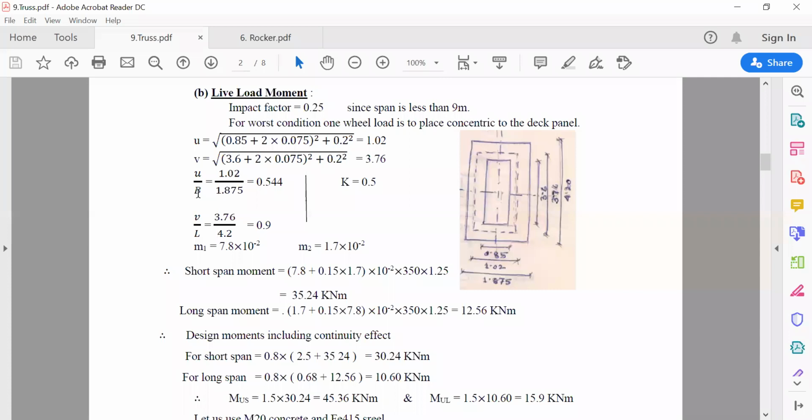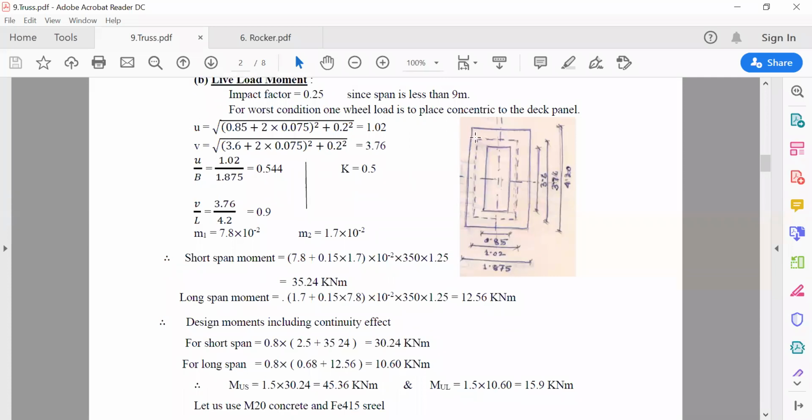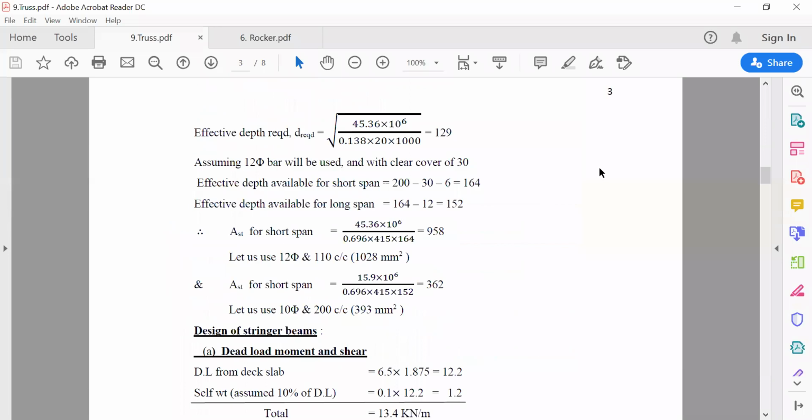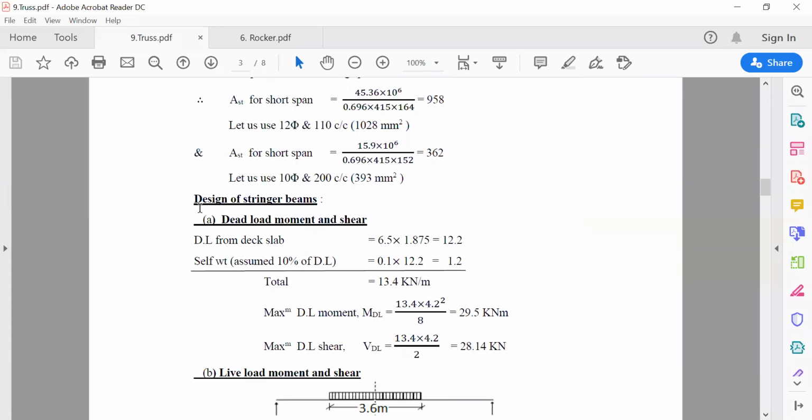Now, till this part I will not be discussing further. You have already known this one, live load and dead load for deck slab. That is done. So let us go to the stringer beam.